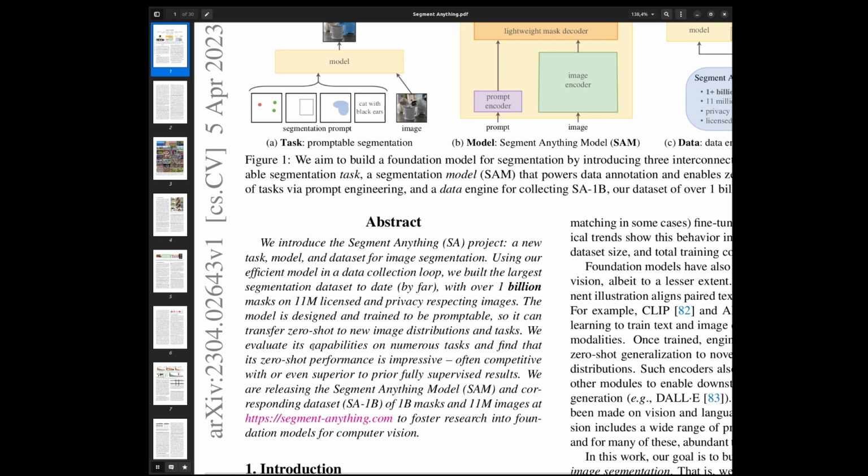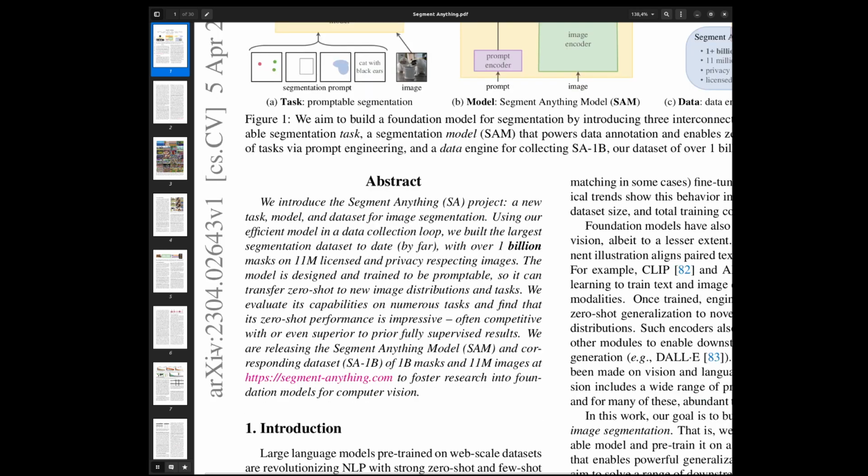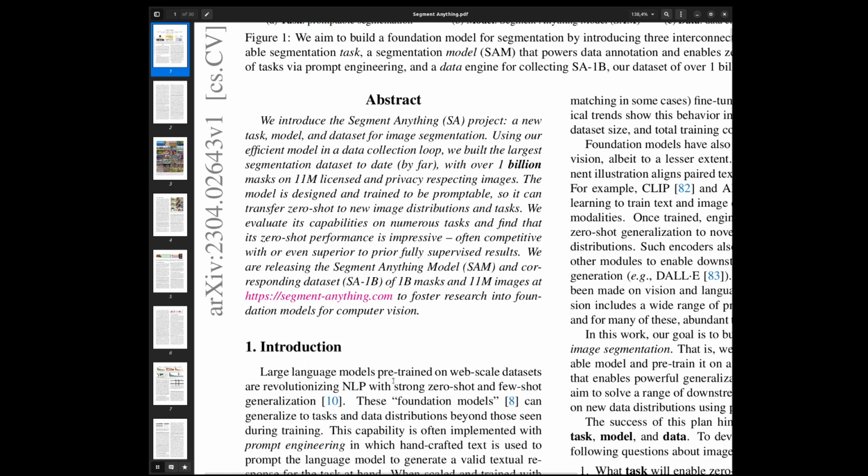We evaluated its capabilities on numerous tasks and find that its zero shot performance is impressive. Oh my god. Competitive with or even superior to prior fully supervised results. We are releasing the Segment Anything Model, SAM, and its corresponding dataset, SA-1B, of 1 billion masks and 11 million images, to foster research into foundation models for computer vision. Okay. So yeah, I think we all knew that already.